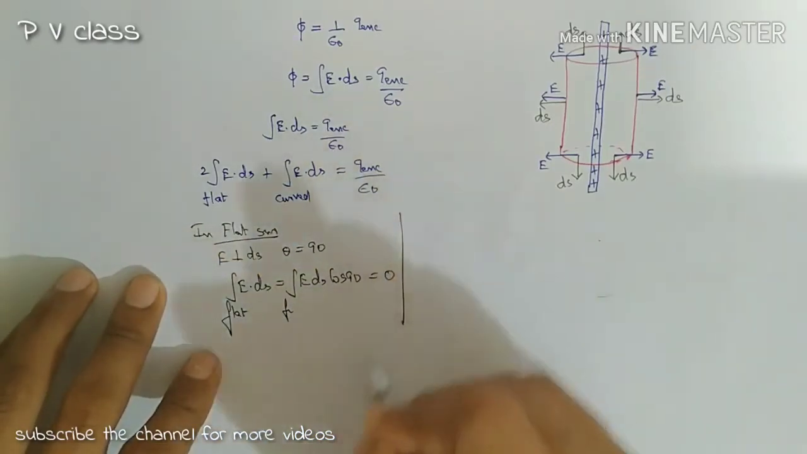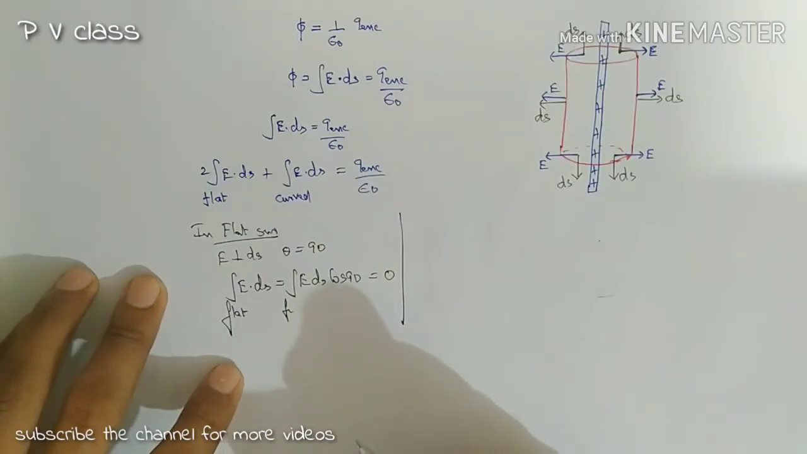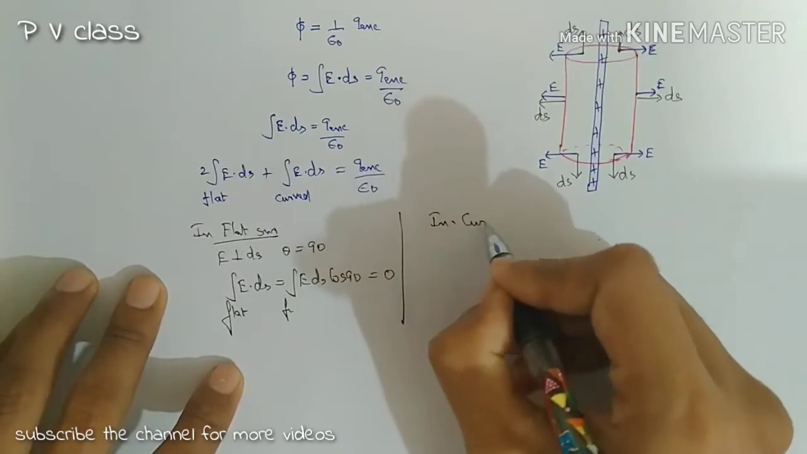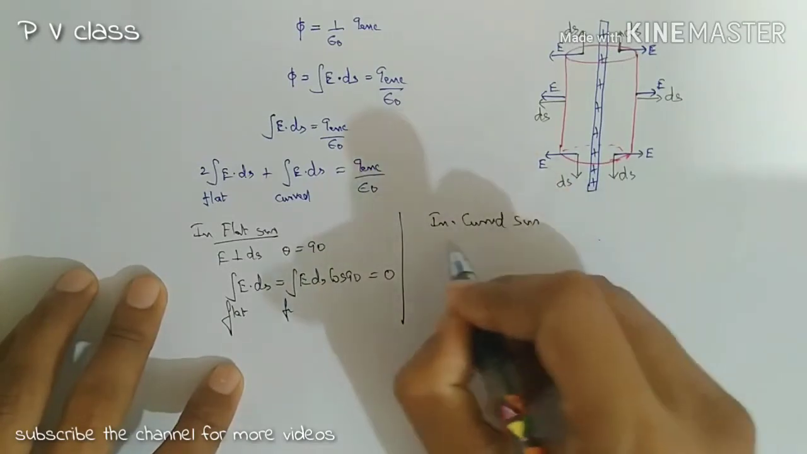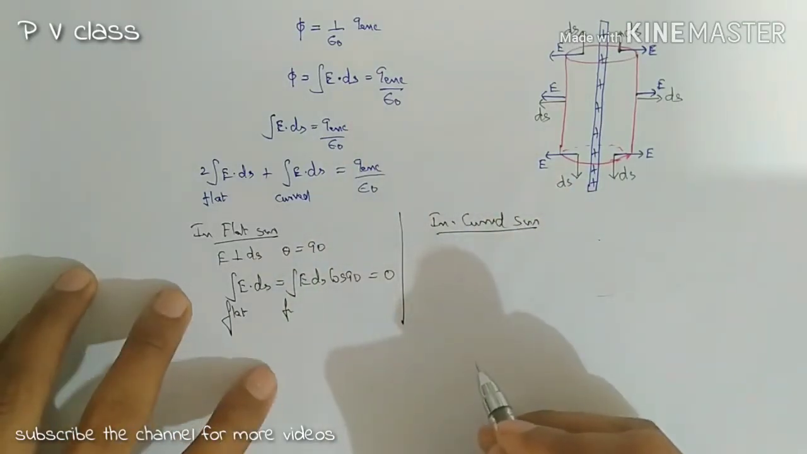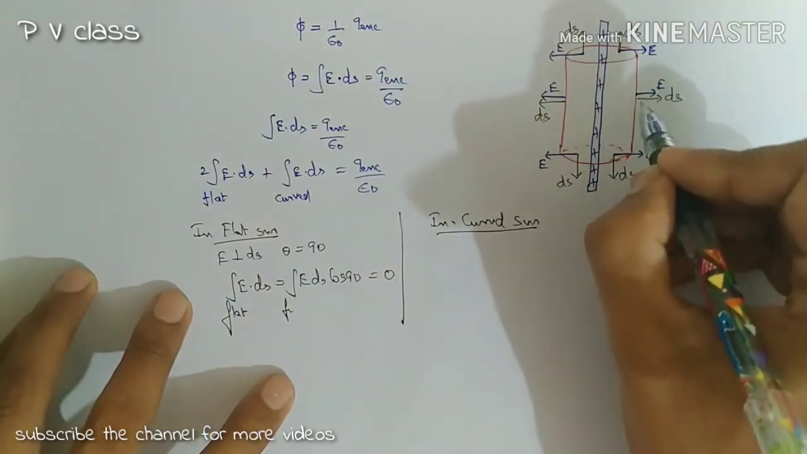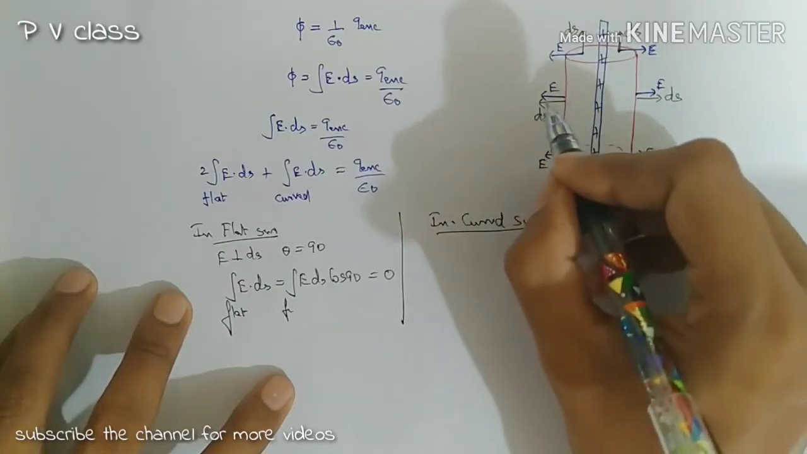Then in a similar manner, let's look at what is happening on the curved surface. On the curved surface, you could clearly see E and ds. Are they parallel or perpendicular?